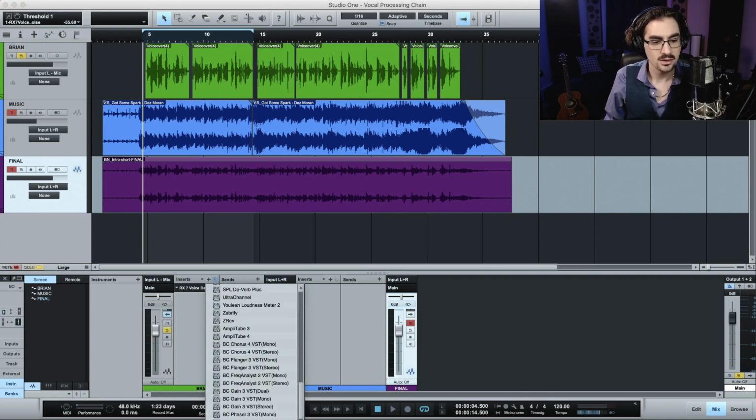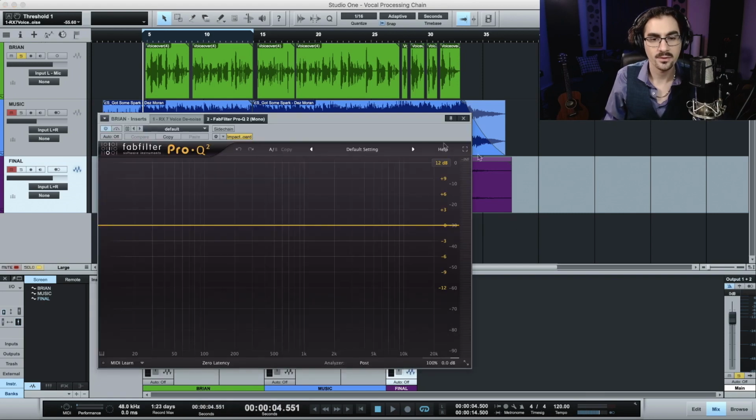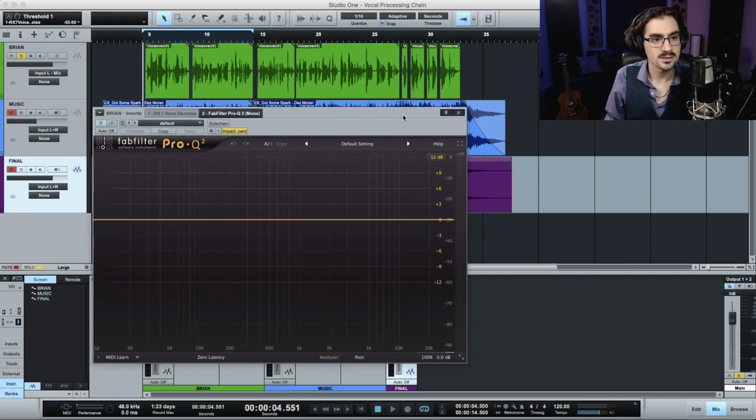Let's go for some subtractive EQ. I'm going to use my favorite FabFilter plugin. This is my favorite EQ plugin. Again, this is a very expensive plugin, hundreds of dollars for a single plugin. You can just use the free one that comes with your software. I'm just using this because it has a beautiful graphic interface, and it'll make it easier for you to tell what I'm doing right now.